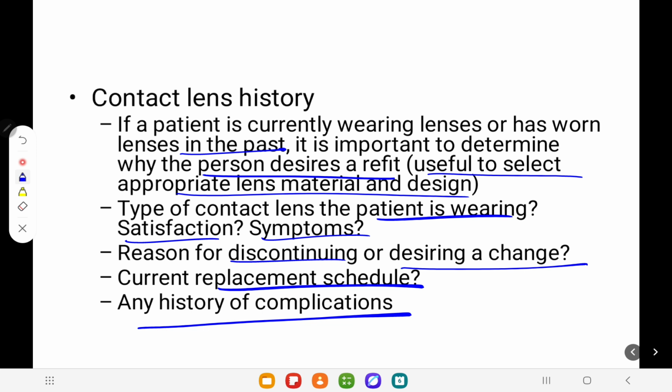I have already told you, I think 3 or 4 times, what could be wrong. Yes, definitely. And what was wrong in his history, if there was anything, if he had a bad experience with contact lenses, it's centrally important. That's why history of complications, if he or she had anything in the past.